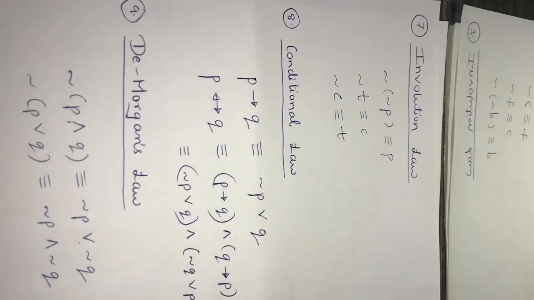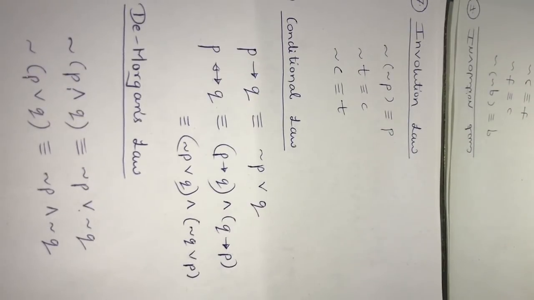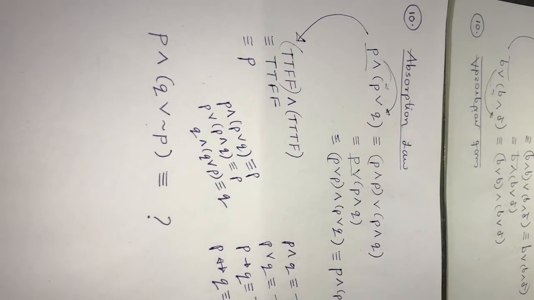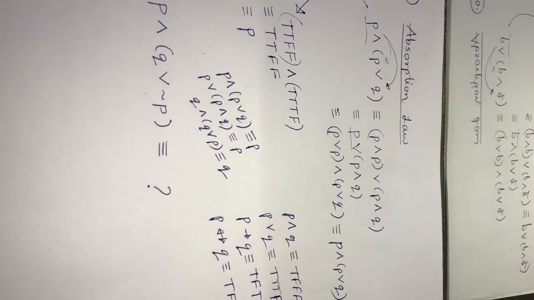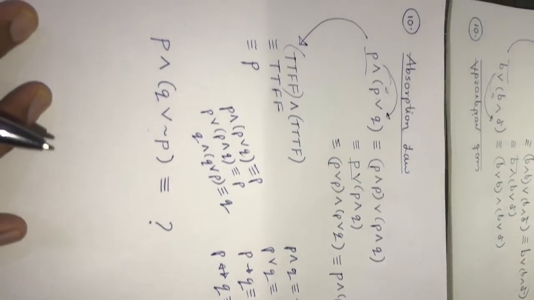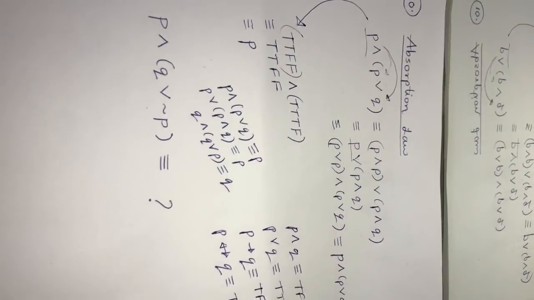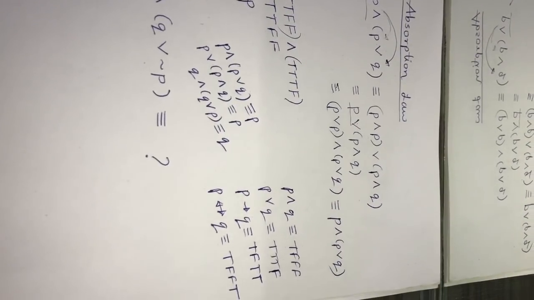Conditional law we have done previously. De Morgan's law we have done before. Then we have absorption law. Absorption law, first I tried using distributive law, I'm getting the same answer. Then I showed you using truth table, we got down to P, and I said you can now make truth tables in the horizontal manner like this, and that can be helpful in CET, and these are the results which you can remember to do it quickly.